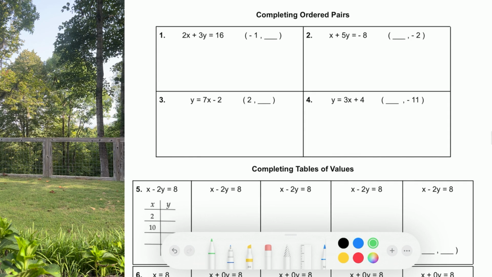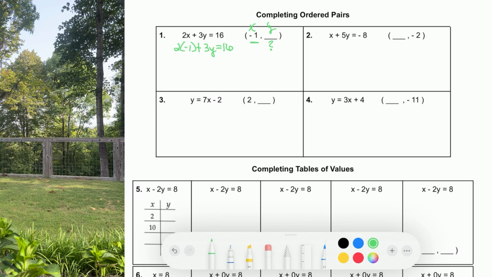Completing ordered pairs. So they're going to give us one part of the coordinate. And you'll notice in number 1, we have a -1. We have our x value, but we don't know our y value. That's what we're going to be trying to find. So to do that, we need to plug in our x value. So 2 times -1, rewrite the plus 3y equals 16. Now you'll notice we only have one variable left. We're going to solve for that variable to find out its value.